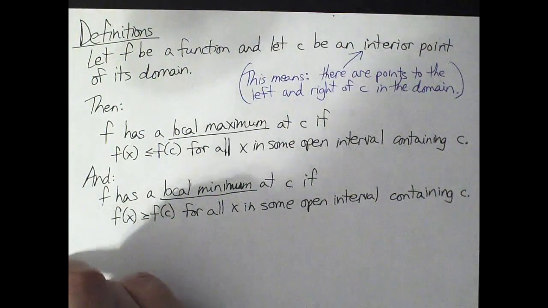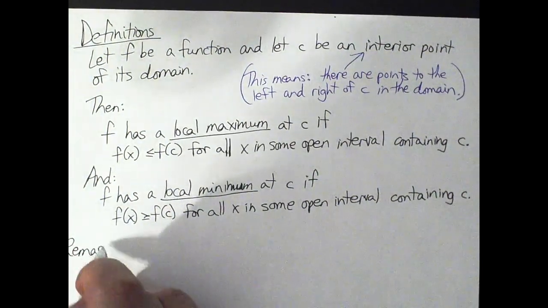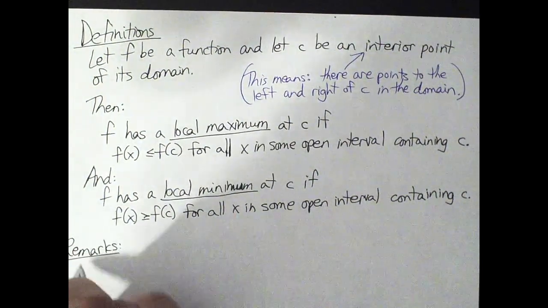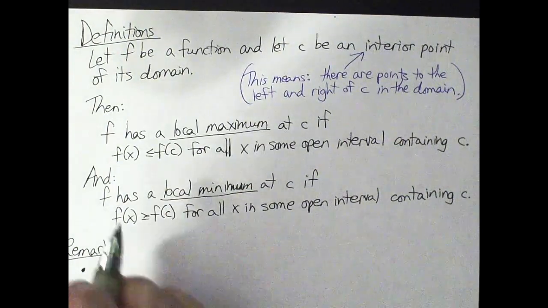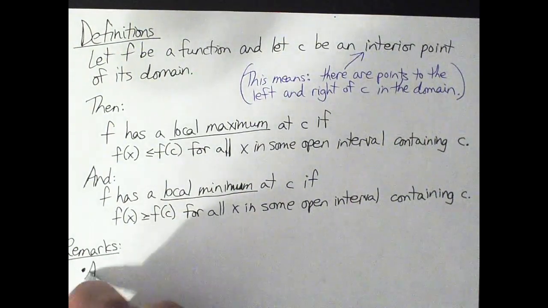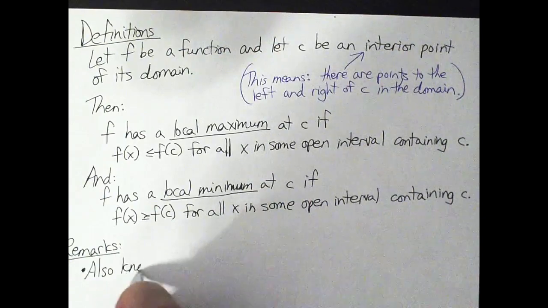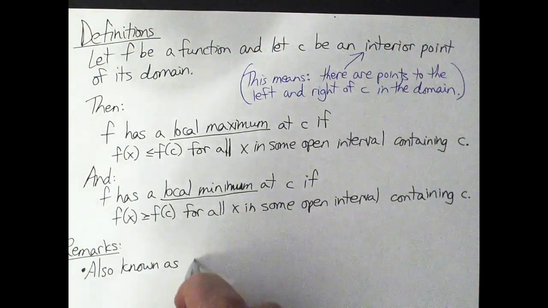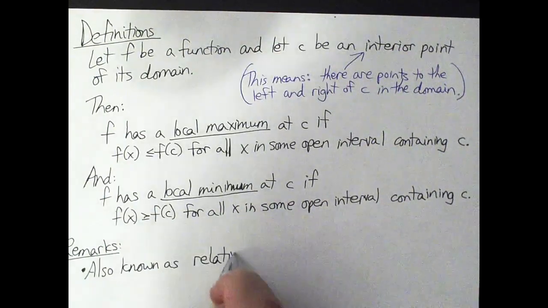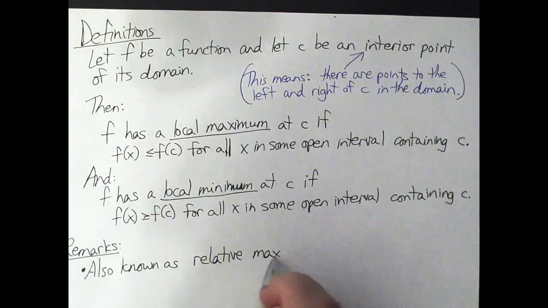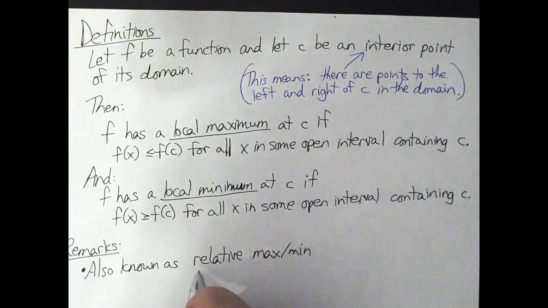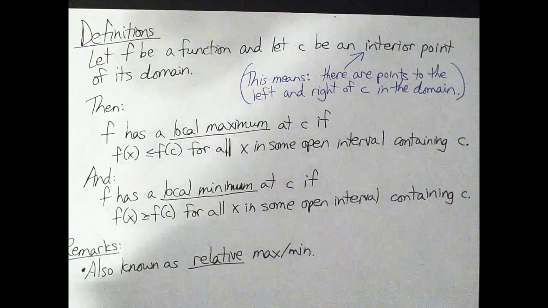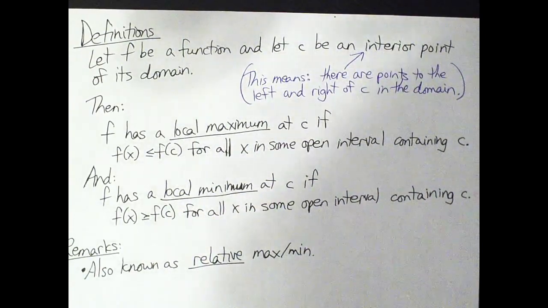All right, remarks about the above. The local maximum and local minimum are also known as the relative max or min. So if you see the word relative, it means the same as local.